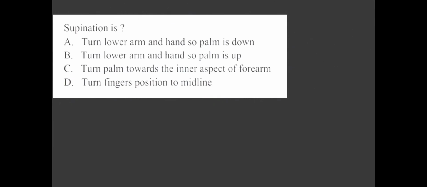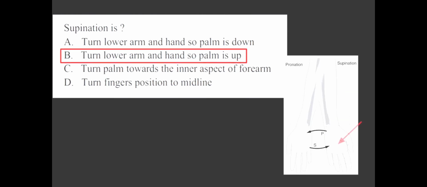Supination is A. Turn lower arm and hand so palm is down, B. Turn lower arm and hand so palm is up, C. Turn palm towards the inner aspect of forearm, D. Turn fingers position to midline. And the correct answer is B. Turn lower arm and hand so palm is up. Supination is the rotation of the hand or forearm so that the palmar surface is facing upward.